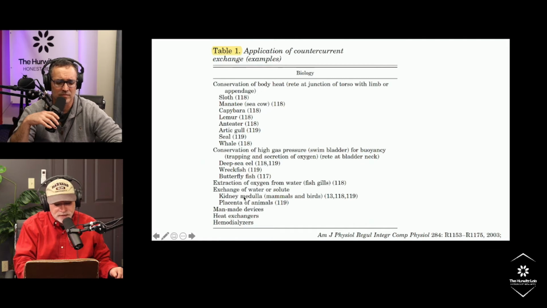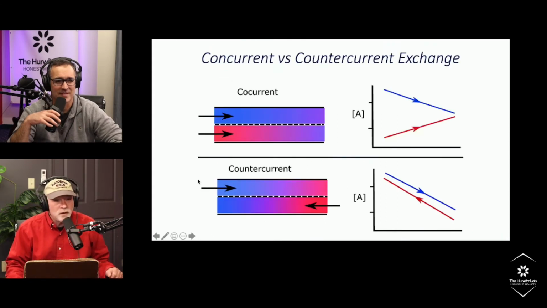And of course here, the placenta, that's an important place, right? The placenta is between the blood supply of the mom and the baby. The man-made devices we talked about, and they've got hemodialyzers on the list there. That's good. Okay.